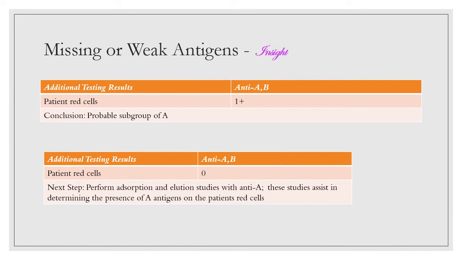Okay, so let's say in that case, if we took patient red blood cells and typed them with anti-A,B, and we actually got a reaction, this is probably a subgroup of A. If we get a negative with patient red blood cells and anti-A,B, it's probably not the subgroup, so we need to do an absorption or an elution with anti-A. That's because there's something else going on with antigens and antibodies. You have to do more work.